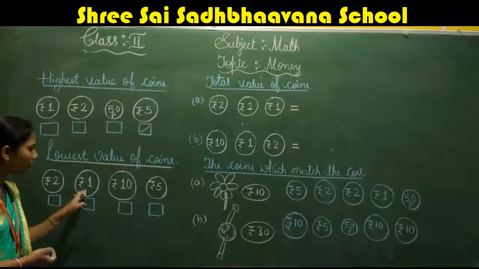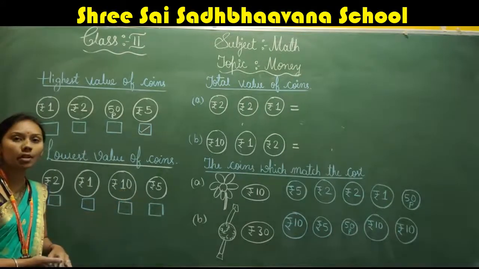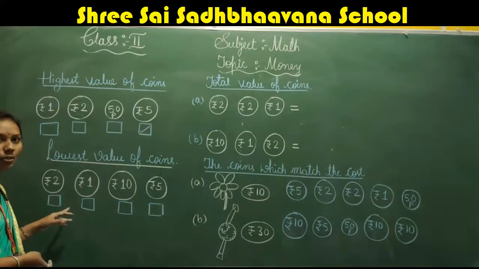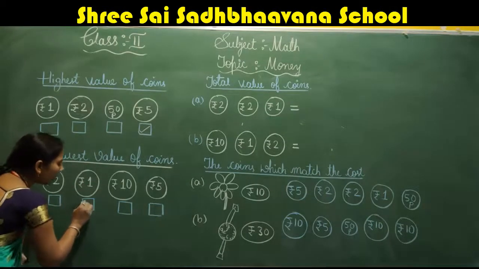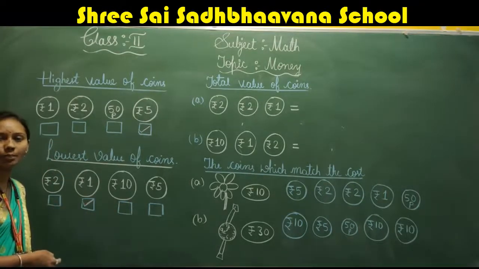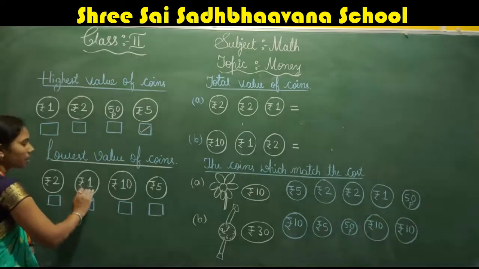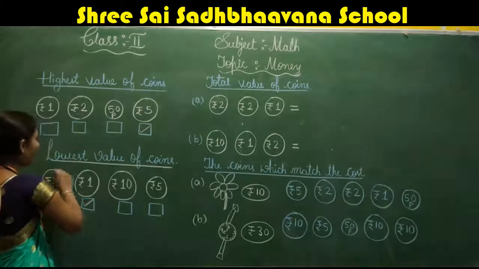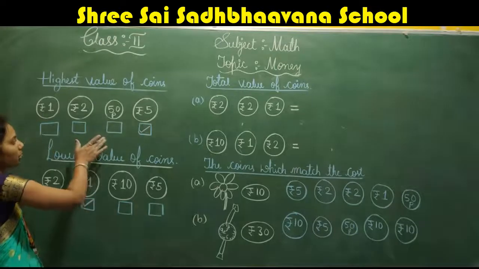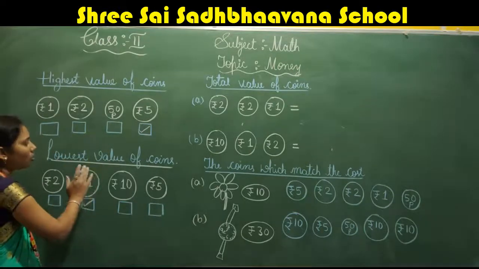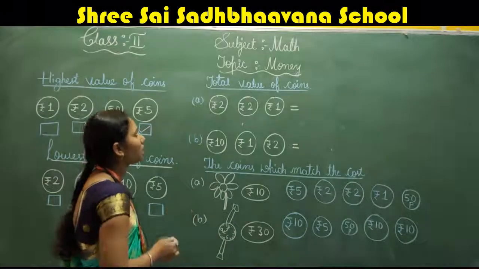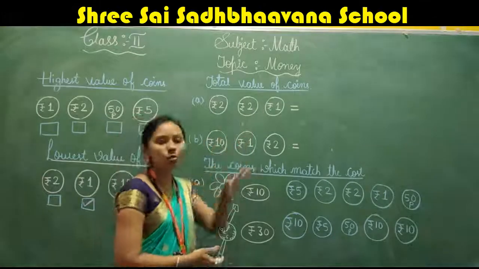Rupee 2, rupee 1, rupee 10, rupee 5. Okay, so the lowest value coin is rupee 1. So we are going to tick the rupee 1 coin. Here rupee 1 has the lowest value among the other coins. Okay, understood children, how to find the highest value and how to find the lowest value of the coins.